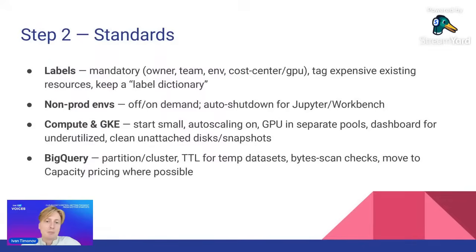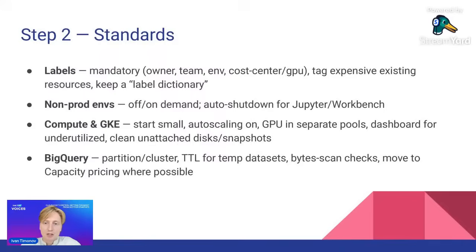Once you have a basic visibility, the next step is to agree on simple rules that eliminate 80% of cost leaks, even before automation. This is not about heavy governance, just the essentials your team will actually follow.